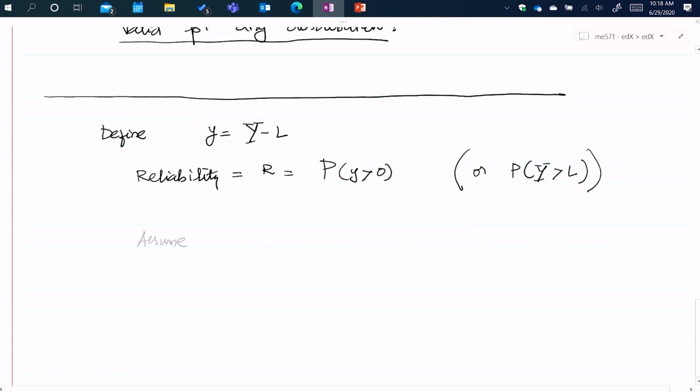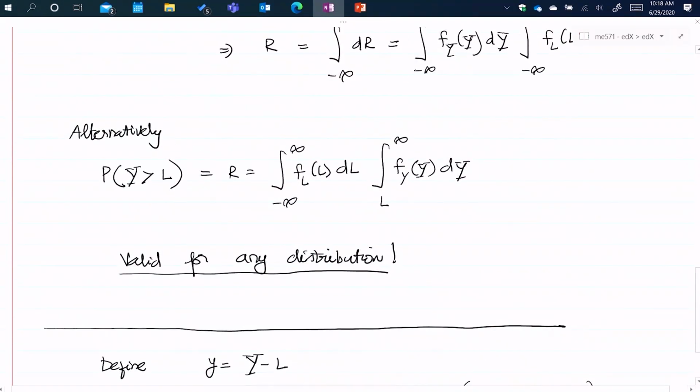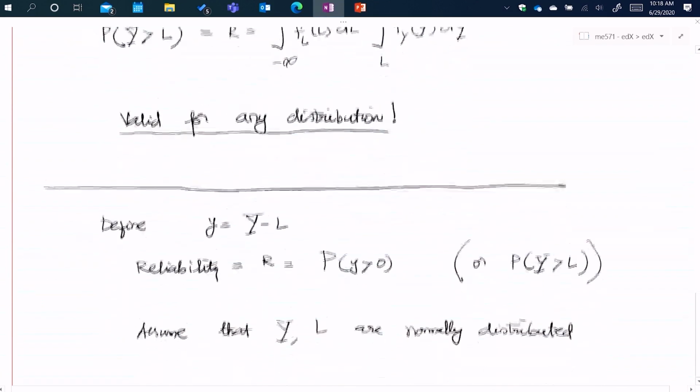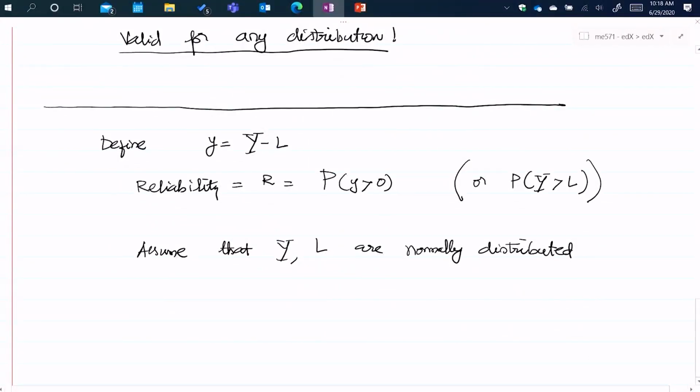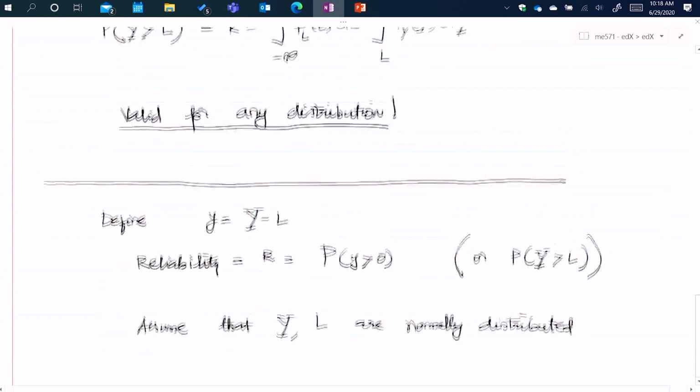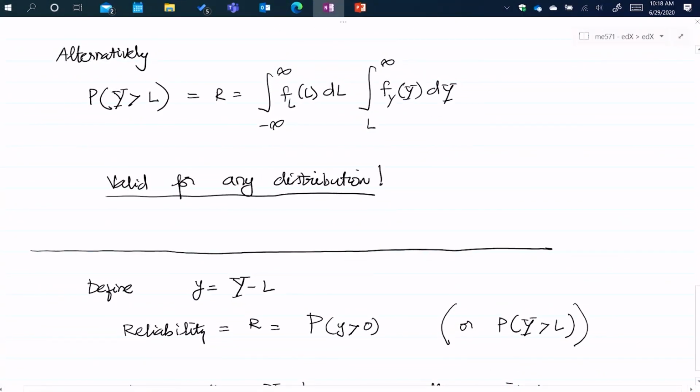Let's assume that cap Y and L are normally distributed. Again, as I stated, this is an assumption of convenience. The formulae that we derived earlier are still valid, even for non-normal distributions. But in our case, let's assume them to be normally distributed, because the math becomes simpler. If you didn't assume normal distribution, you can still calculate reliability, but the math becomes more involved.